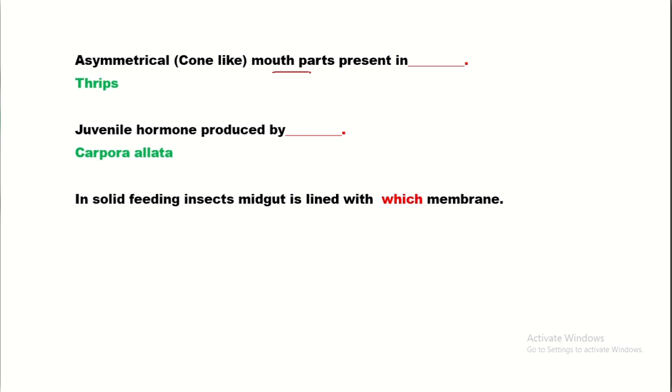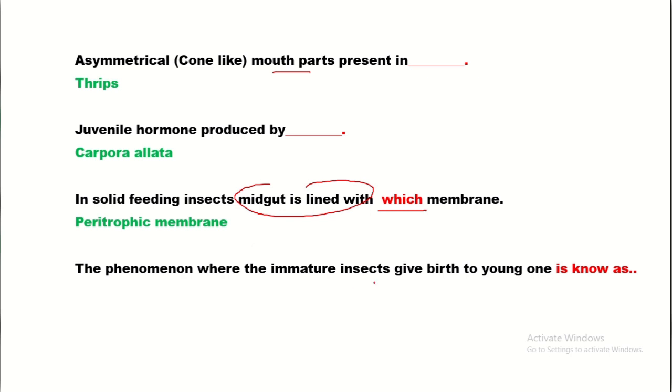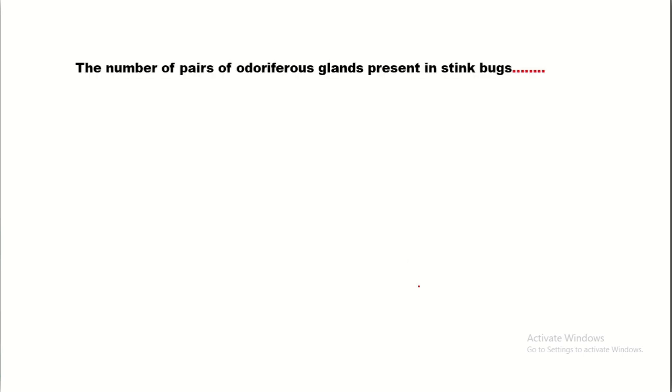In solid feeding insects, the midgut is lined with which membrane? That is the peritrophic membrane. The phenomenon where immature insects give birth to young ones is known as pedogenesis or neoteny. The number of pairs of odoriferous glands present in stink bugs is 4 pairs.